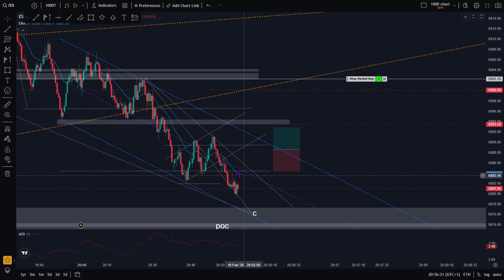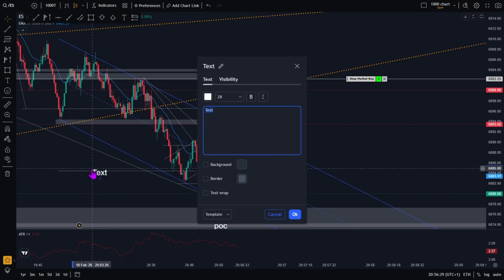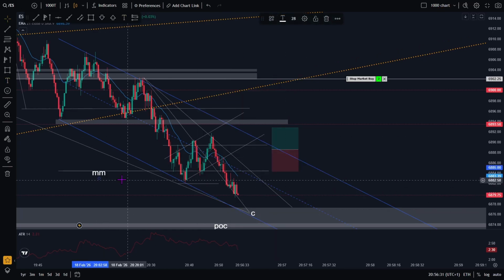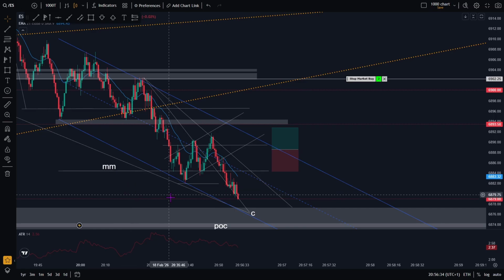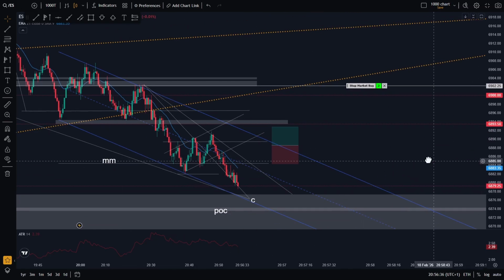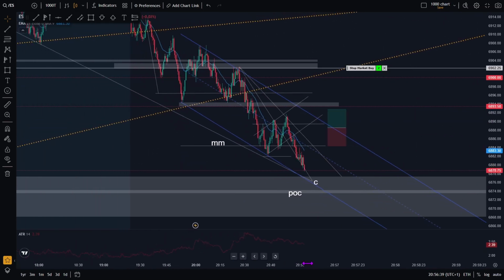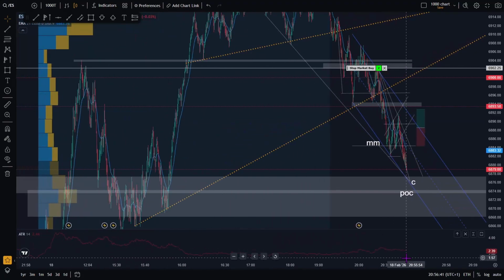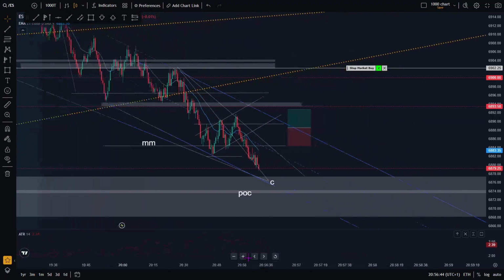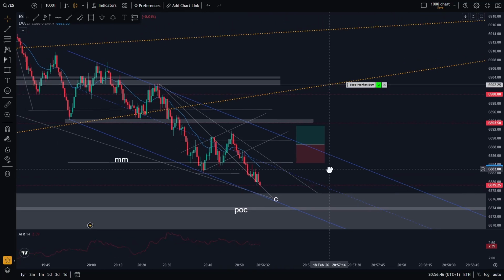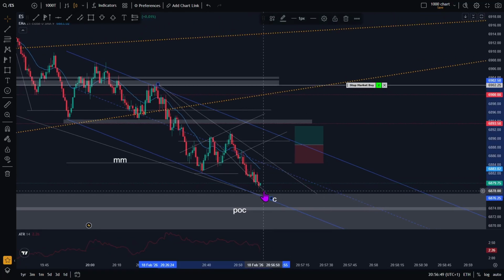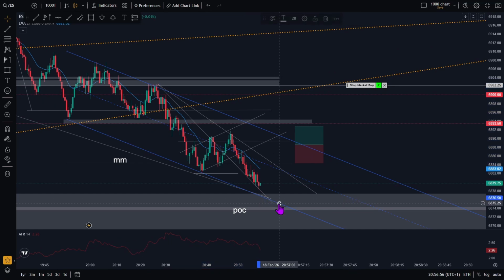Well, I don't need that anymore. This is the measure move. I'm gonna put it like this. This is the measure move. Now we are almost at the POC right now. Exactly, POC is there. And let's see. I think we can remove this one. We are retesting actually the confluence level.